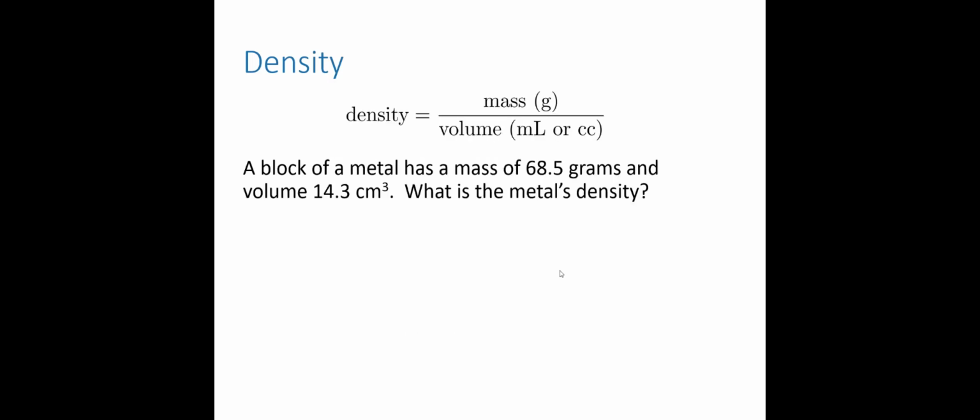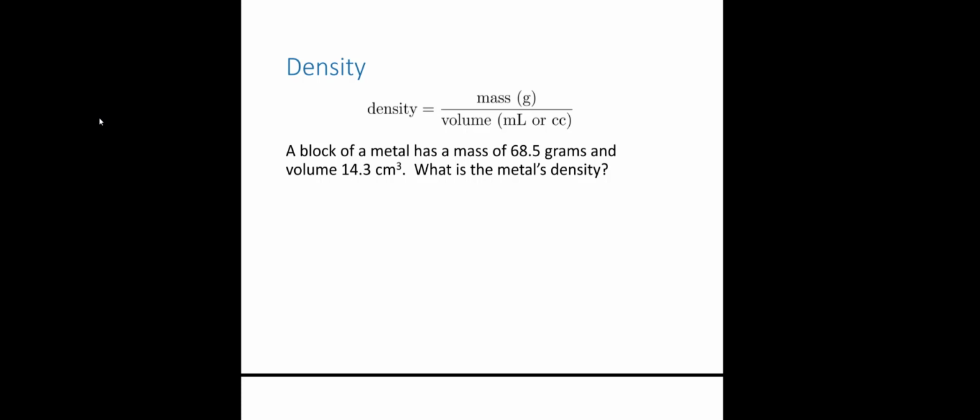So let's solve a problem involving density. Let's say we have a block of metal and its mass is 68.5 grams and its volume is 14.3 centimeters cubed. And we'd like to find its density. Okay, so let's go ahead and solve for that. It's actually quite simple. The mass is 68.5, so let's write down here: density equals mass over volume.